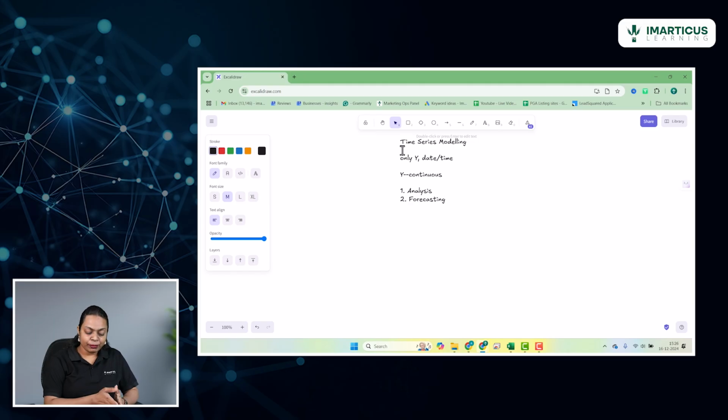And when you perform both the parts, that is, you firstly analyze the data, and then after analyzing it, you use it in order to build a predictive model that is able to predict the future Y values for you. That is where the entire task that we work upon is known as time series modeling.